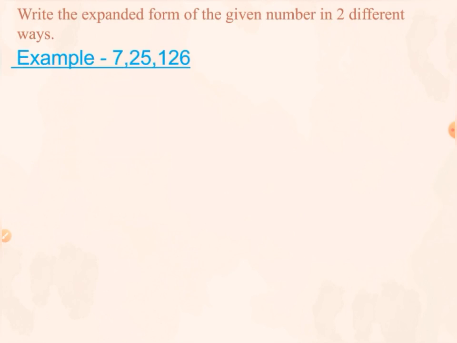Okay. So here we have a number 7,25,126. So we'll write them in expanded form. First let us put the values in the place value chart. So here we have kept all the digits at their places. 6 will go at ones place, 2 will go at tens place, 1 will go at hundreds place, 5 will go at thousands place, 2 will go at ten-thousands place, and 7 will go at lakhs place.